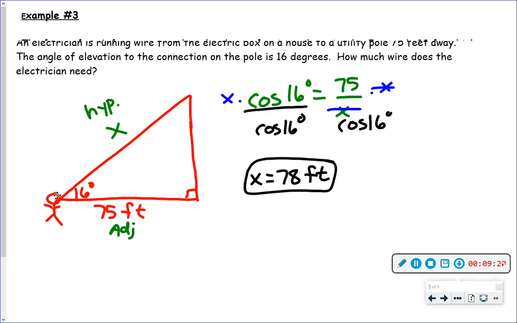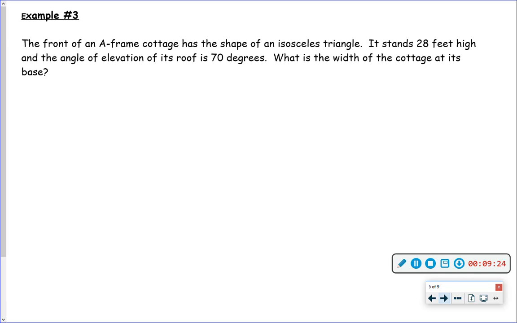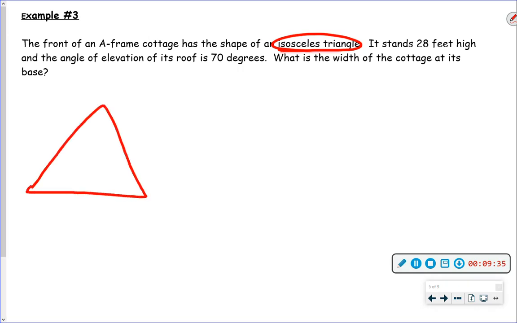All right, next up, the front of an A-frame cottage has the shape of an isosceles triangle. Yes, geometry. Isosceles, two congruent sides. So I'm going to draw my isosceles triangle. There's the A-frame. Okay, mark those congruent. It stands 28 feet high. Now, the height, of course, always goes right down the middle of the triangle and makes a right angle. And we know it's 28.